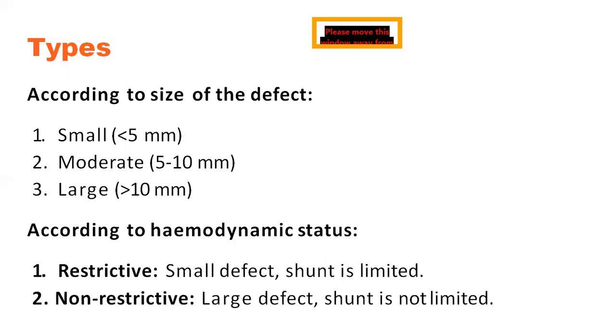According to the hemodynamic status, a small defect where the shunt is limited is known as restrictive, whereas the large ones are non-restrictive, where the shunt is not limited.